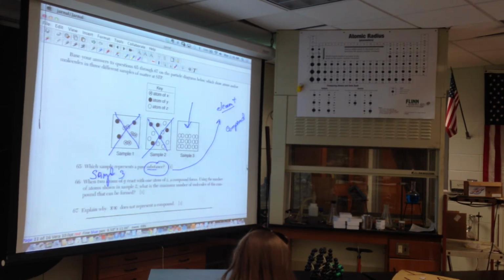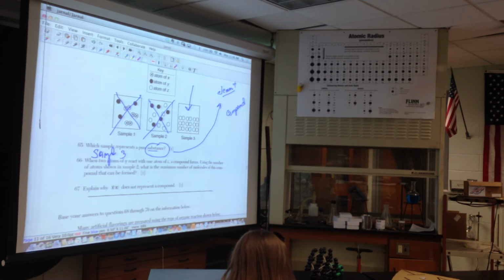66. When two atoms of Y, the dark ones, and one atom of Z, the light ones, form a compound, using the number of atoms shown in sample 2, what's the maximum number of molecules of this compound?